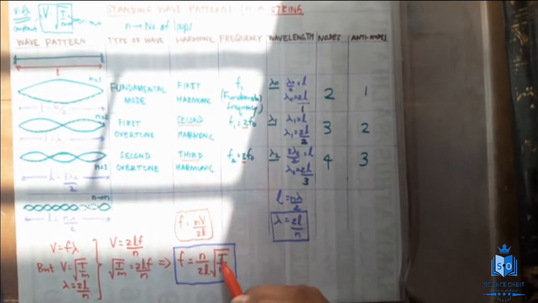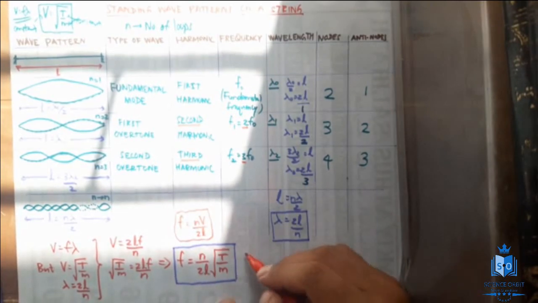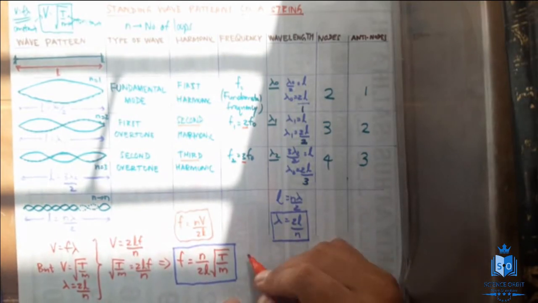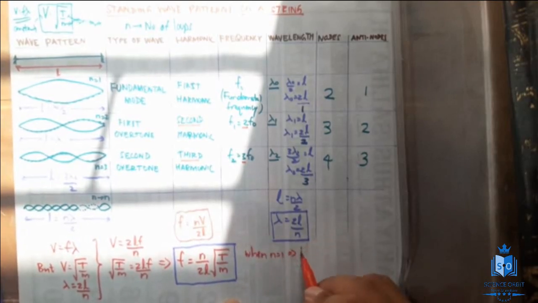What have I done here? Instead of root of T over m, I have used v. This is much better for you, because when you compare parameters and all, this would be much better. Okay, good. And when n is equal to 1, that will be the fundamental mode.